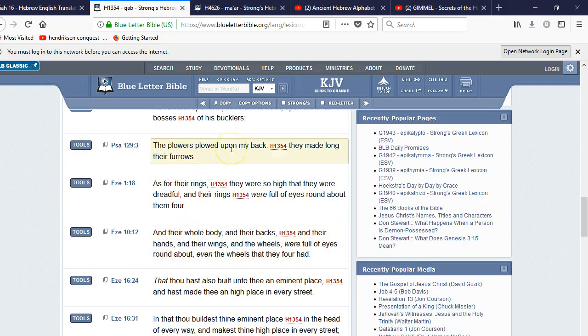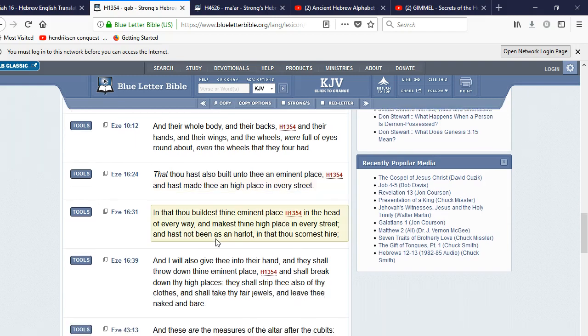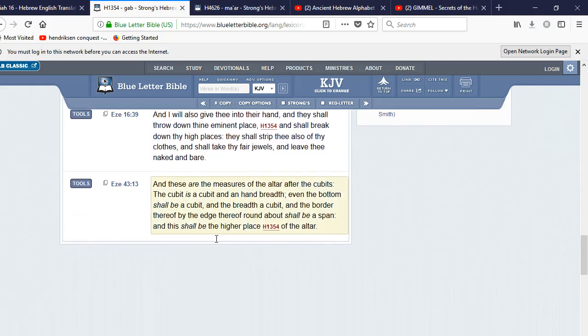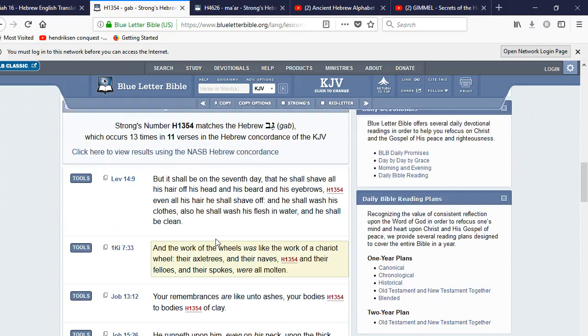Psalm 129:3, the plowers plowed upon my back. As for their rings, they were so high that they were dreadful. And I'm going to get to things like that. That's from Ezekiel 1:18, where he's describing the cherub. And I think he's talking about their shoulders. That's what I think gab is, all right? Let the cat out of the bag. I think for the most part, we're talking about shoulders here. And you're going to see as we go on why I would think we're talking basically about shoulders.